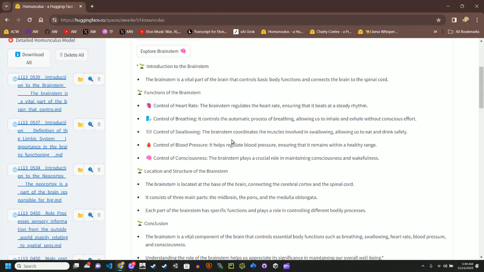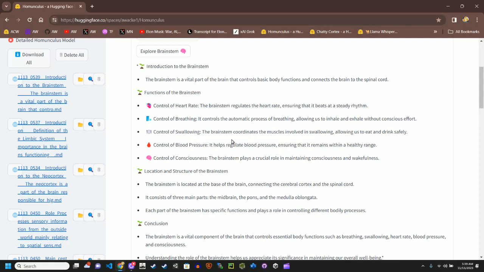Control of heart rate. The brainstem regulates the heart rate, ensuring that it beats at a steady rhythm. Control of breathing. It controls the automatic process of breathing, allowing us to inhale and exhale without conscious effort.